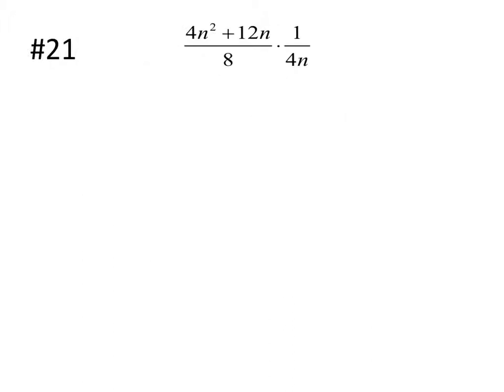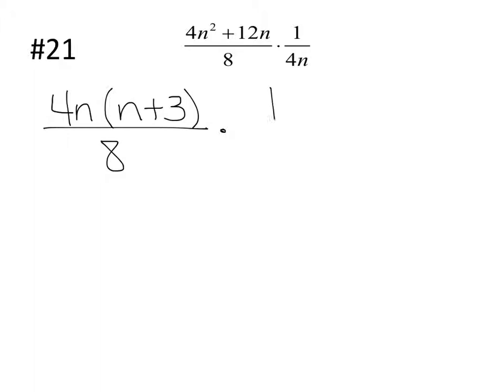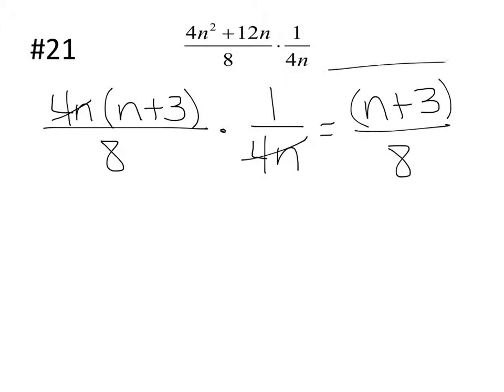Okay, back to multiplication. So we're going to go ahead and see what these two terms have in common. It's a 4n, leaving an n plus 3 over 8. Can't do anything with that. And 1 over 4n, can't factor anything of that. So I've got the 4n's cancel, leaving me just n plus 3 over 8.